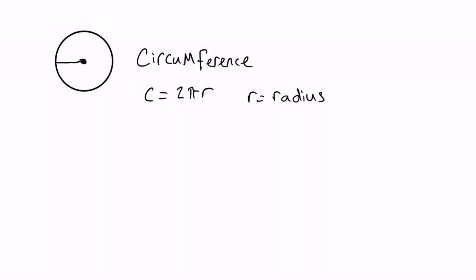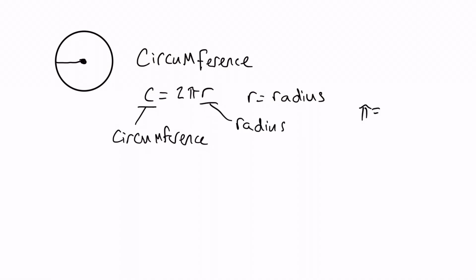So when we break this equation down, as I said, this is our circumference, the c value. Our r value is equivalent to our radius. We typically have a value for pi, but in this situation, we are just going to be using 3.14.